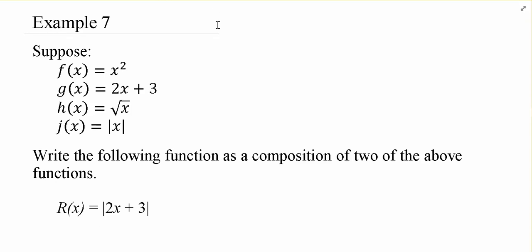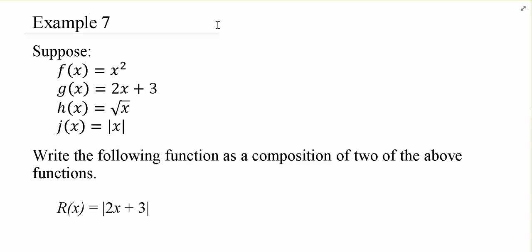Let's do one more example about compositions before we change gears. Now this particular problem, the way it's written, says here's all these possible components, F, G, H, and J. Let's write capital R of X as a composition of these. What's going on here is that this is sort of a multiple choice type problem.